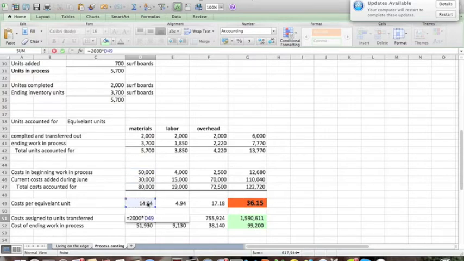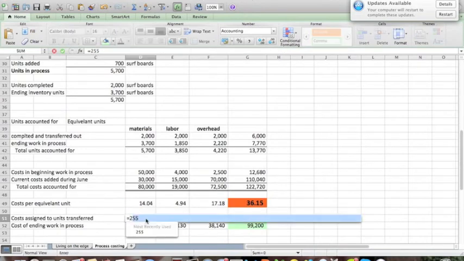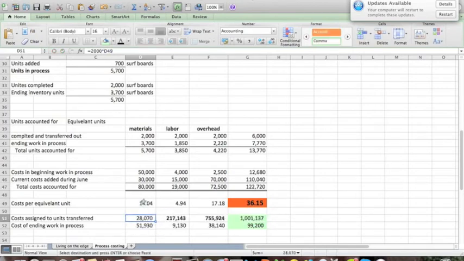And we multiply that. So it's 2,000 for each piece that we transferred out. 2,000 times the equivalent cost per unit. And that's what was transferred out. Now for ending work in process, it's the units that are in ending work in process times the cost per equivalent unit. So you could see now the cost that's remaining in inventory versus the cost that was transferred out.